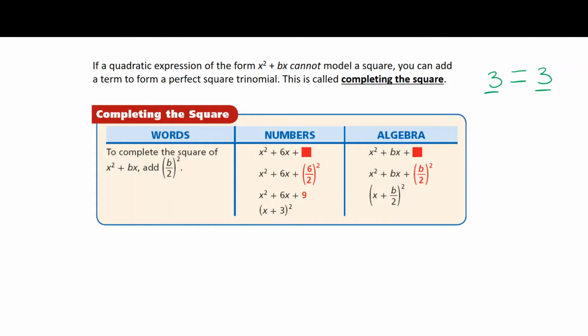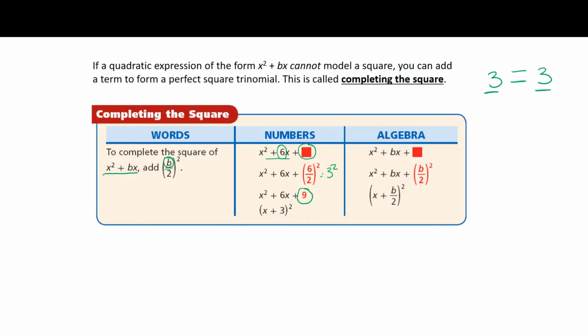So what we're going to do, when we have x squared plus bx, is take our b term, divide it by 2, and then square that. That's going to be really helpful to us. So let's say we have x squared plus 6x, and we need to add something on this side to make a perfect square. Well, we take this b term, 6, and divide it by 2. So 6 divided by 2 equals 3, and 3 squared equals 9.